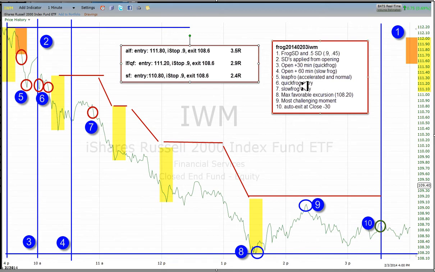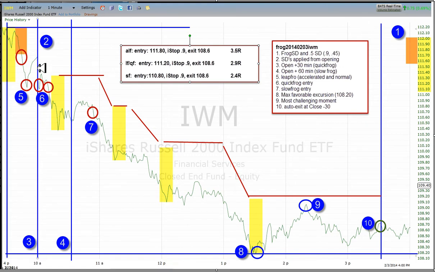Point number 5 is the leapfrog under the normal conditions, where we let it move a full standard deviation and then go in that direction. Right after you entered, had this little pullback, and then it resumed. It's going to exit either somewhere between 8, 9, or 10, depending on your exit rules.